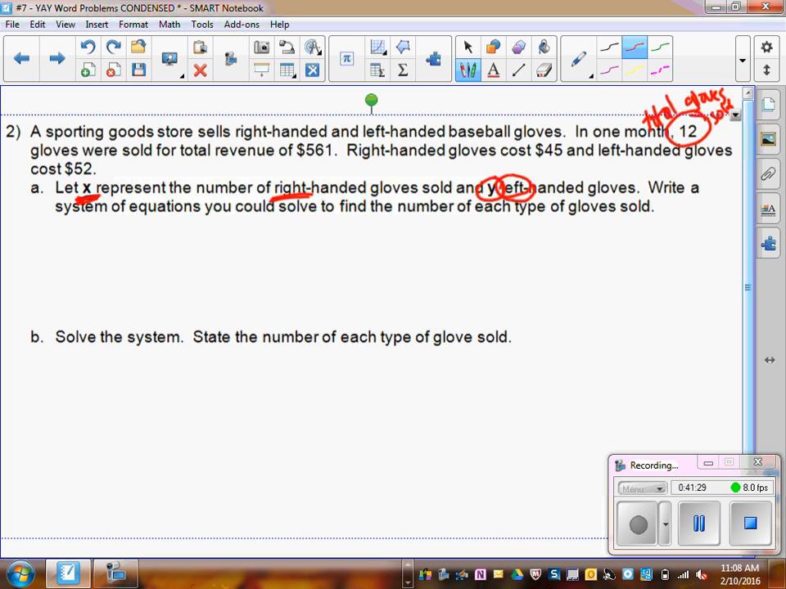561. What is 561? The total what? Good, total revenue, total moolah they got. Good dough. All right, so let's write our 2 equations. We have one that's talking about the number of gloves, and then we're going to write an equation talking about revenue.